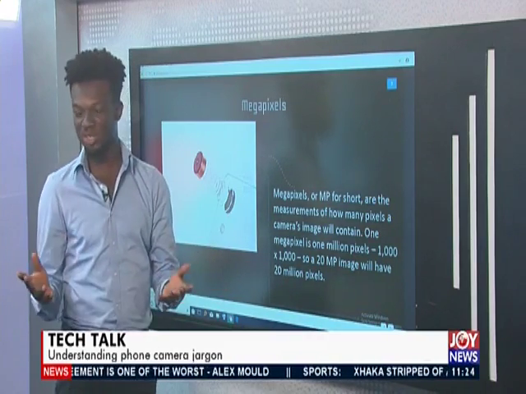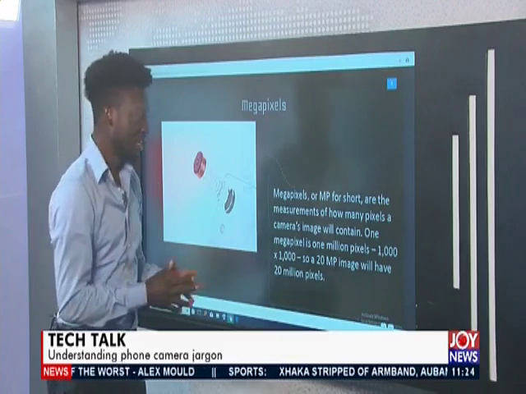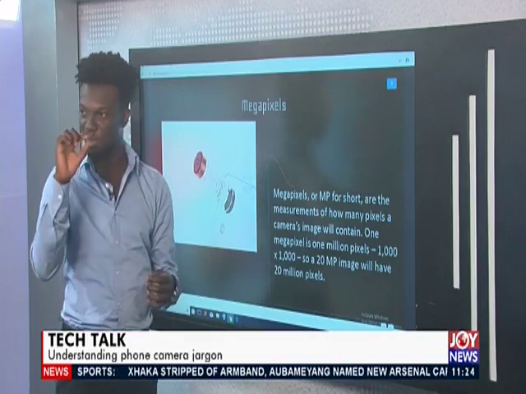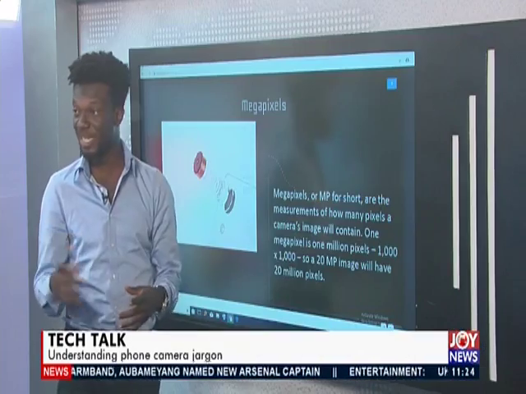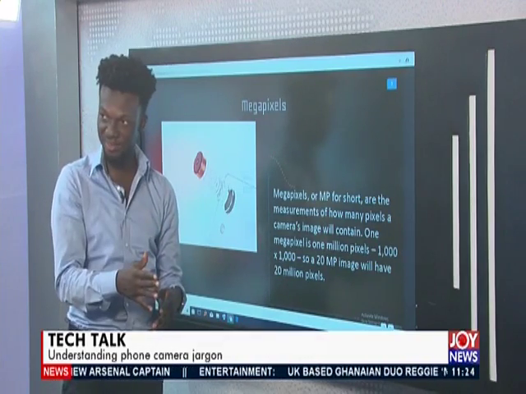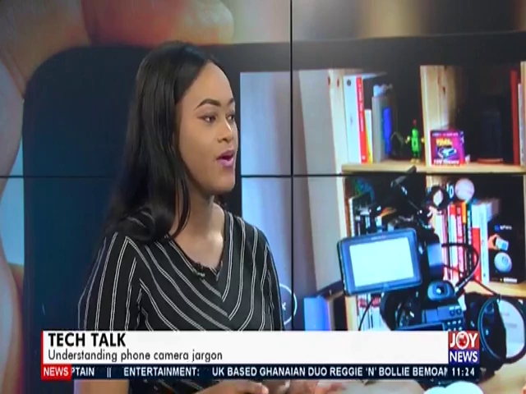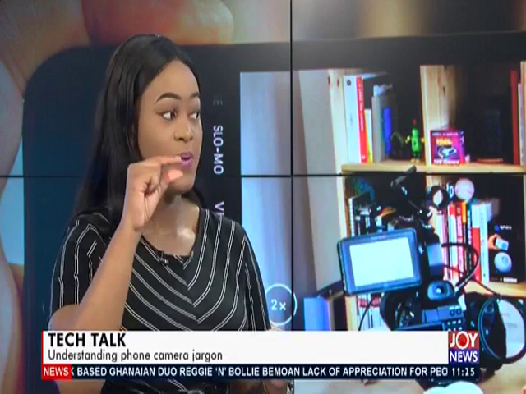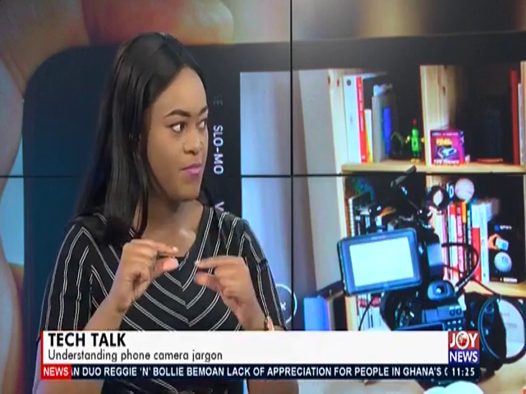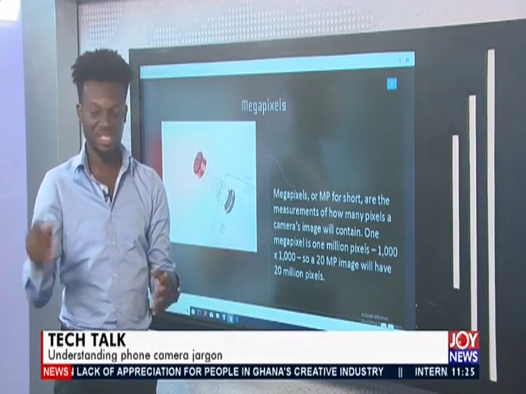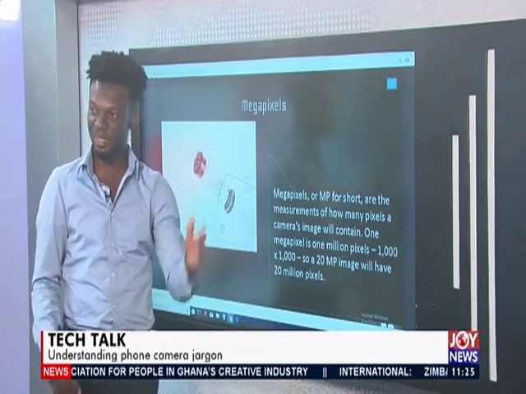It's usually stated in MP for short. That's how we measure how many pixels. A pixel is a single cubic dot in that picture. So when you have a camera with 1 megapixel, that's 1 million pixels, which is 1,000 pixels horizontally times 1,000 pixels vertically.